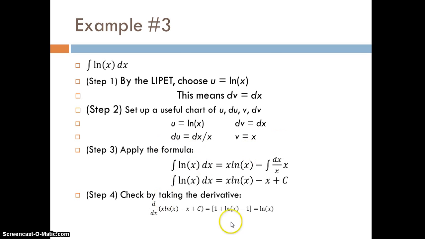Again, check by taking the derivative, and by the product rule, you get things to cancel out, which is just what we wanted. And you're just left with the natural log of x part. So you can see that this is very useful even when you don't see an apparent product.